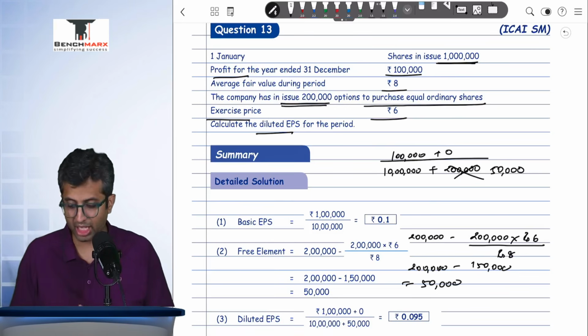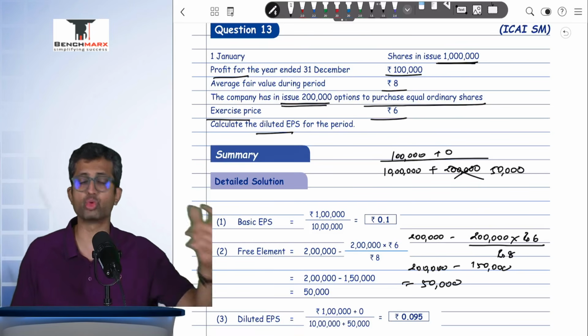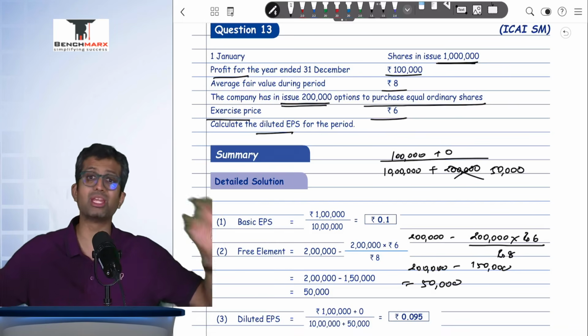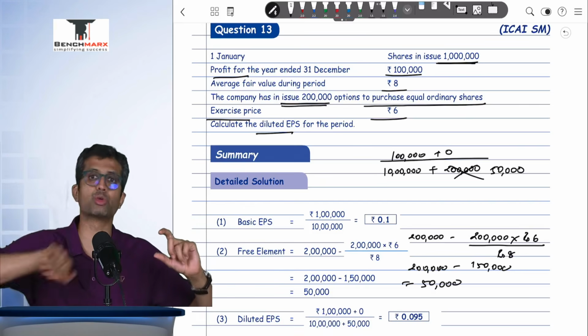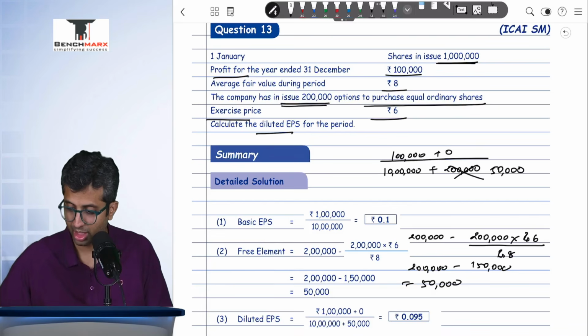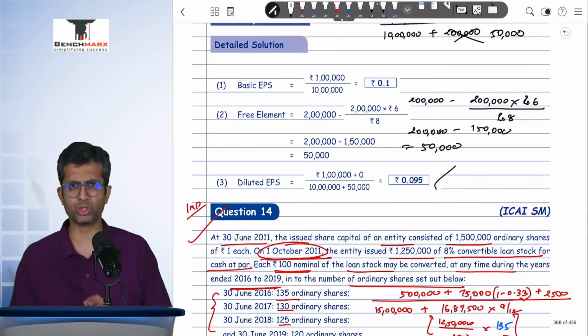And when I do that, I will try to find the number of shares to be bought back, let us say 1,50,000 against 2 lakh shares to be issued, and hence 50,000 incremental shares will be remaining after 12 lakhs has come in and 12 lakhs has gone out, and hence that will dilute your EPS. So over here this will be 1 lakh divided by probably 10 lakh 50,000, and hence it comes to 0.095, and that is your diluted EPS.